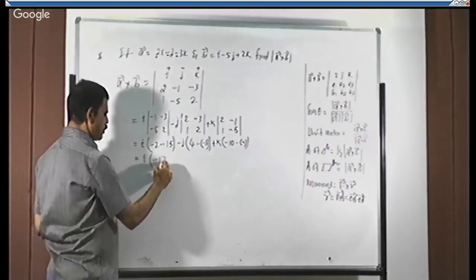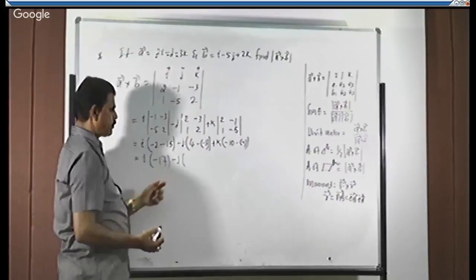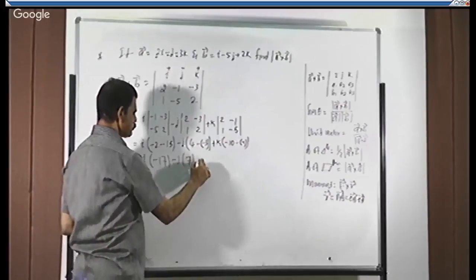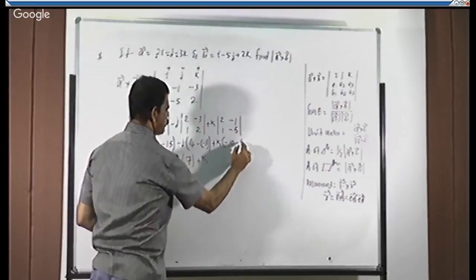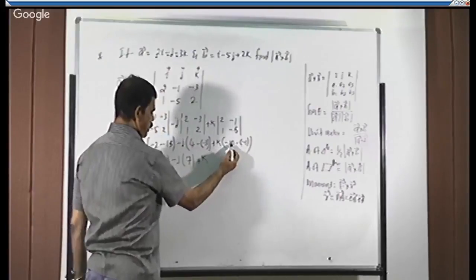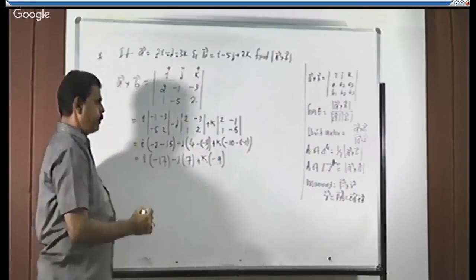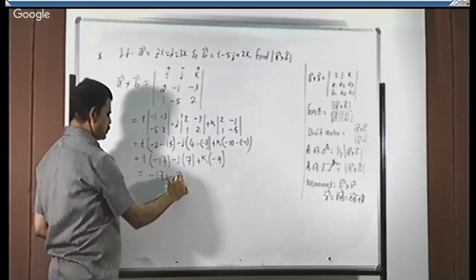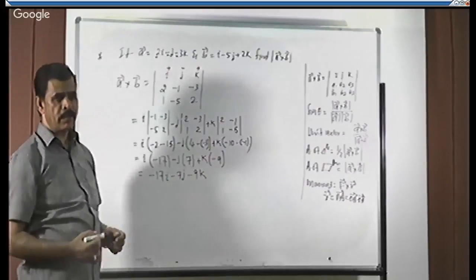It is minus 17. Minus j into minus into minus 4, plus minus into minus plus 4 plus 3 is 7. Plus k into this is minus 1. So minus into minus plus 1, minus 10 plus 1 is equal to minus 9. Finally, we get minus 17i minus 7j minus 9k. This is A cross B.